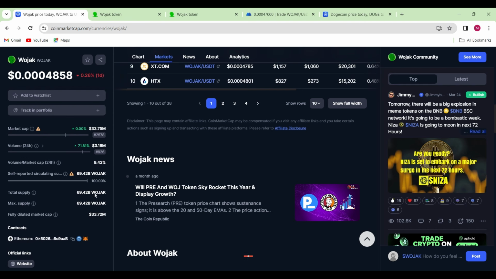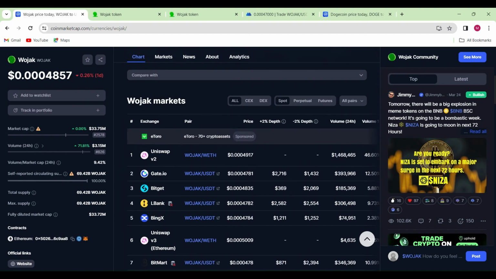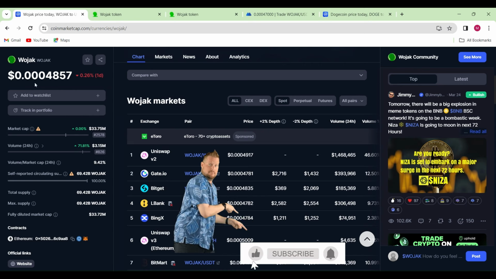Right, firstly, I always like to do a little comparison between meme tokens that have done really well in a past bull market and where they're currently at in terms of price, and compare it to Wojak. The number one thing that I have noticed, okay, fair enough, it says here self-reported circulating supply of around 69.42 billion.